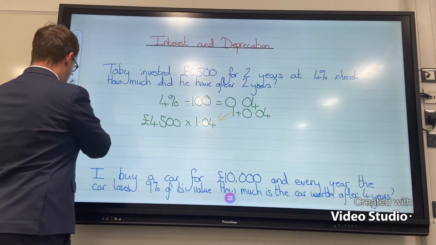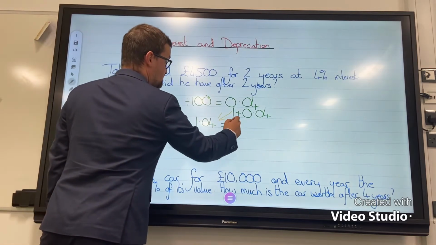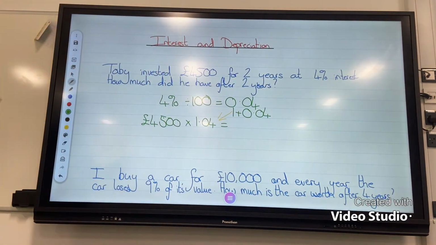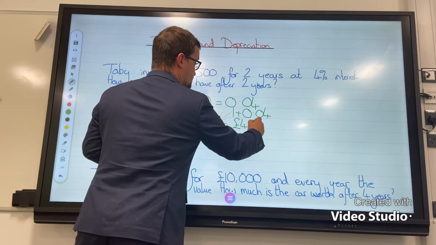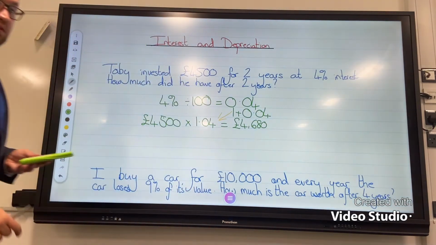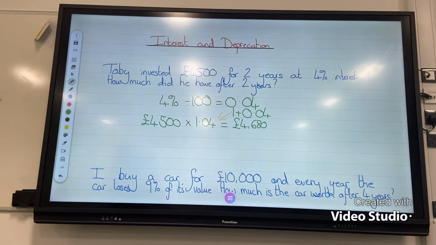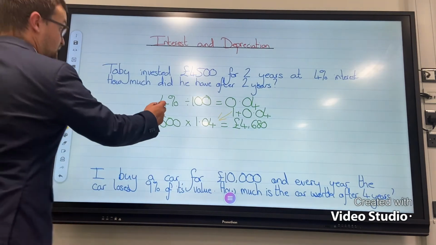Okay, and then all we do is we stick that into our calculator. I'm going to let you have a go at it. I'm going to give you a second. You're going to type that into your calculator. And when you typed it into your calculator, you should get the answer of £4,680. The difficult bit there, I'd say, is finding your multiplier.